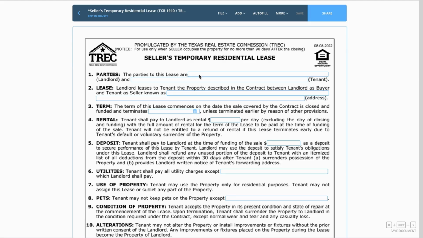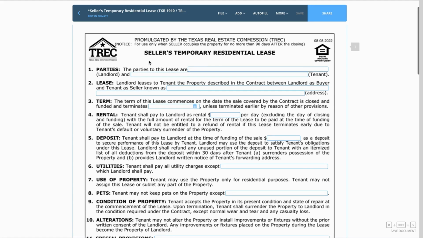Temporary residential lease form. You're only going to use this form when the seller occupies the property for no more than 90 days after closing. Meaning you've closed on the property, you've signed your documents, it has funded, the money has gone to the seller's account. However, the seller is going to stay in the property a little bit longer. You can only use this form for no more than 90 days, maybe a week or so, but no more than 90 days.